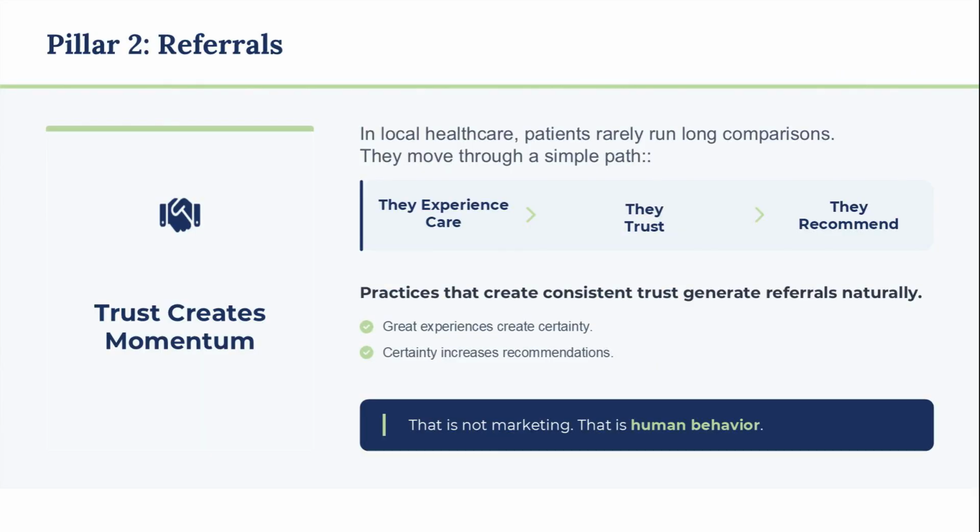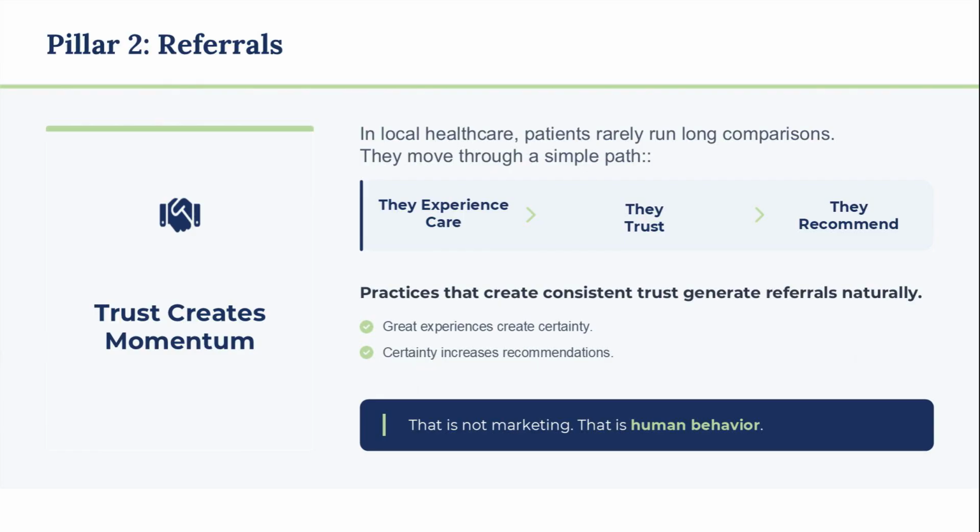Once care is experienced, the second pillar begins to matter. Referrals. Referrals are not random events. They follow structure and timing. A patient experiences care. That experience creates certainty. Certainty builds trust. And trust becomes recommendation. That is not marketing. That is human behavior.